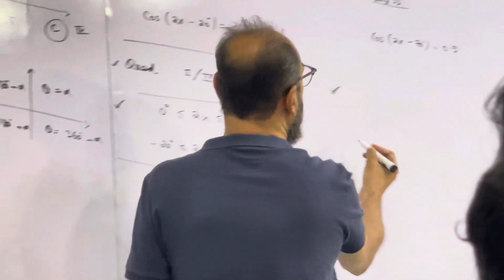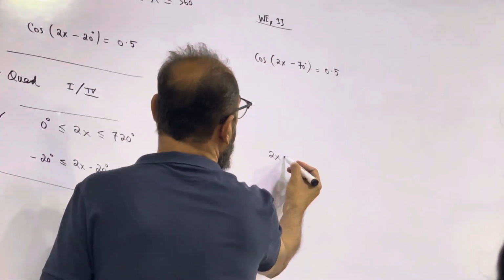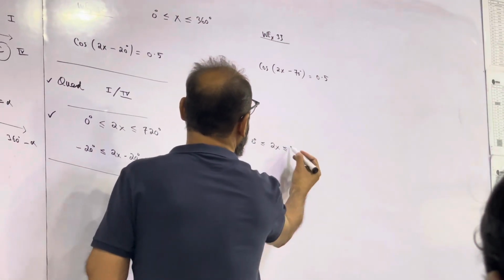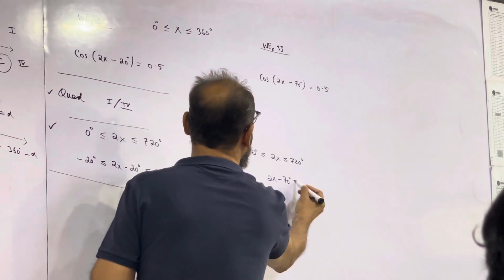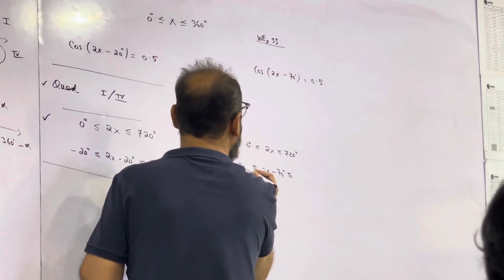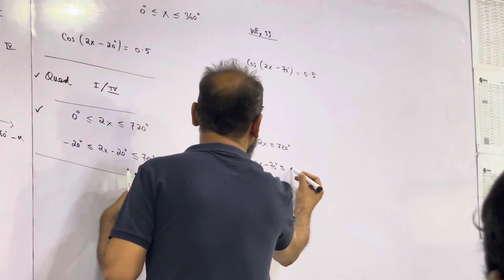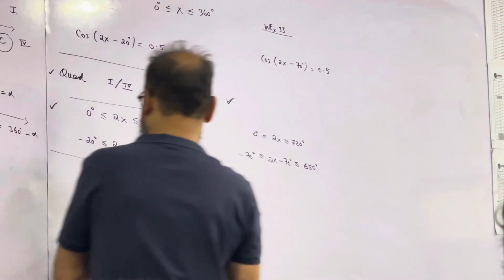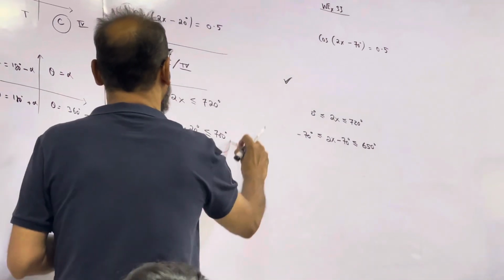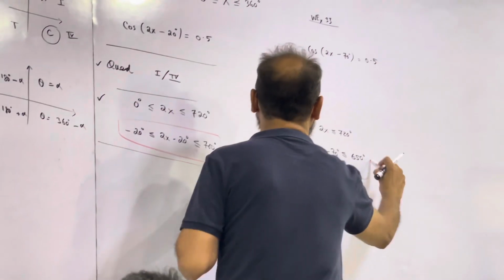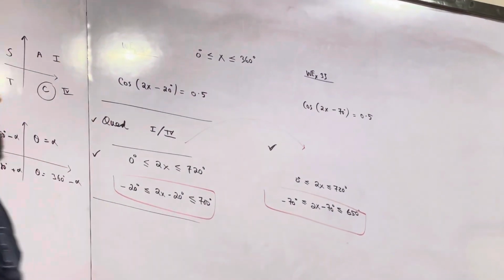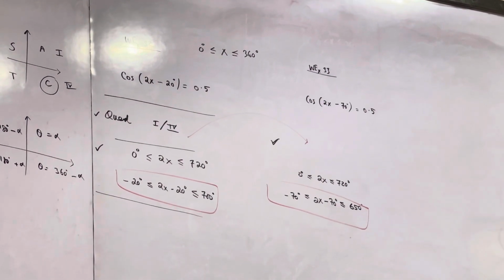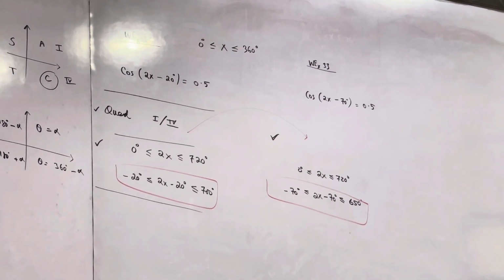Now, let me do the arrangement over here. 2x lies between 0 and 720. Therefore, 2x minus 70 lies between negative 70 and 650 degrees. Now, let me highlight this thing. Let me highlight this thing. The quadrants are exactly the same. What else is exactly the same? What about the basic angle? Is the basic angle same?